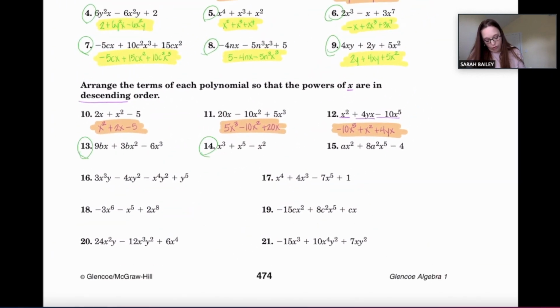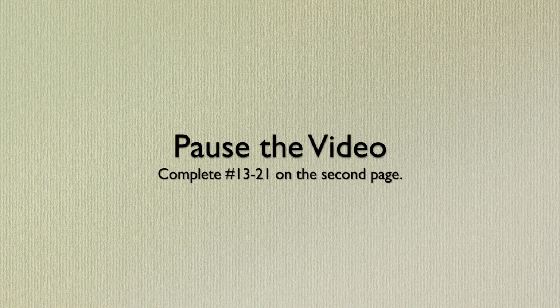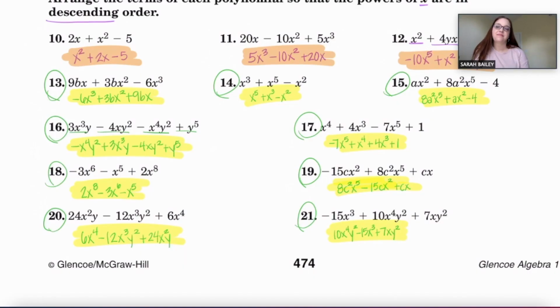All right, so I'm going to let you go ahead and practice the rest. So I want you to go through and finish this. So finish 13 through 21. So pause the video and do that now. Okay, so now I want you to go ahead and check over your answers for 13 through 21. So let's pause the video now while you do that. Great. So you should be making any necessary corrections.